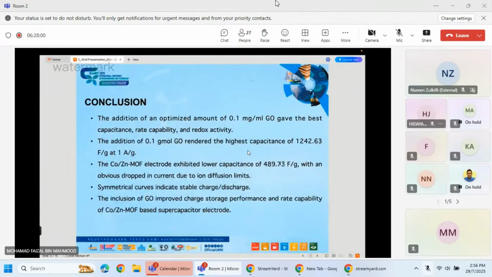In conclusion, the MOF-based electrodes were successfully synthesized through the electrodeposition method. By studying the graphene oxide concentration parameters, it is affirmative that the supercapacitor electrode doped with the lowest graphene oxide concentration of 0.1 mg per ml is the best, gave rise to better rate capability, and contributed to high energy and power density performance.